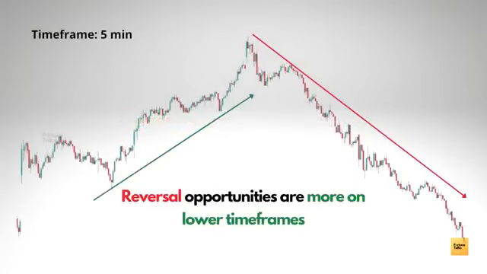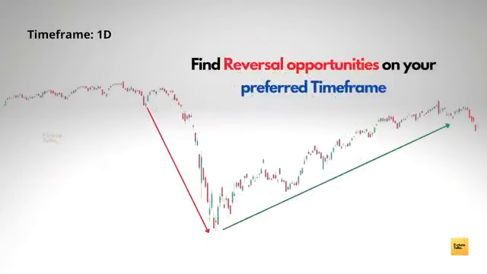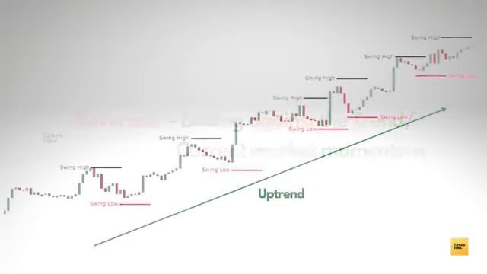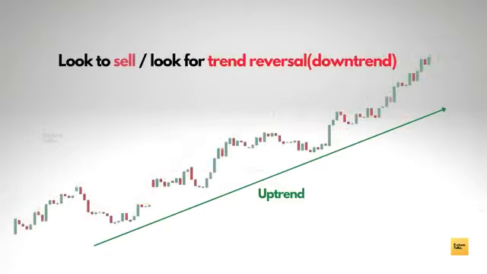So, an intraday reversal on a 5-minute chart doesn't matter much to a long-term investor who's watching for a reversal on the daily or weekly chart. Yet, the 5-minute reversal is very important for an intraday trader. As a reversal trader, you are in essence a counter trend trader who is trading against the trend or the current market momentum. For example, let's say the market is in an uptrend, making a series of higher highs and higher lows. As a reversal trader, you look to sell in that uptrend.